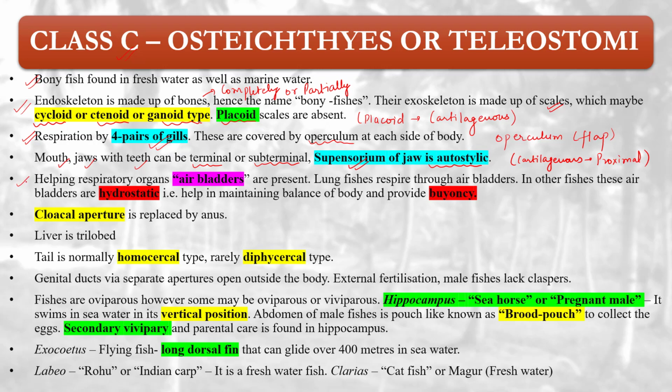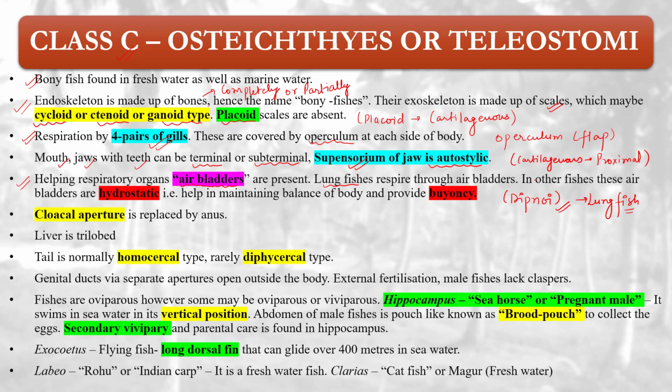Most importantly, among the bony fishes, especially those in the Dipnoi group, meaning the lungfish, there are helping or assisting respiratory organs known as air bladders. But in cartilaginous fishes, the air bladders were absent. Lungfishes respire through air bladders.